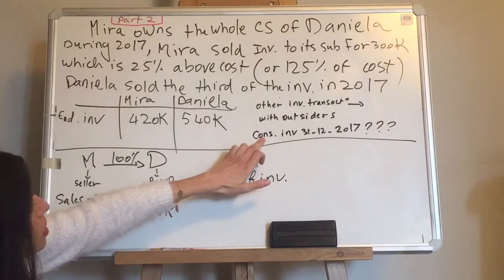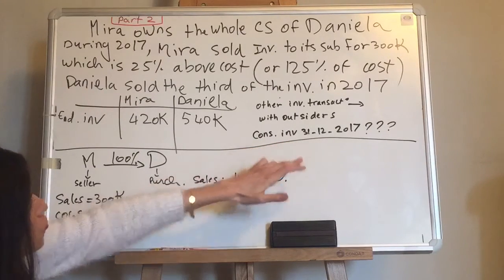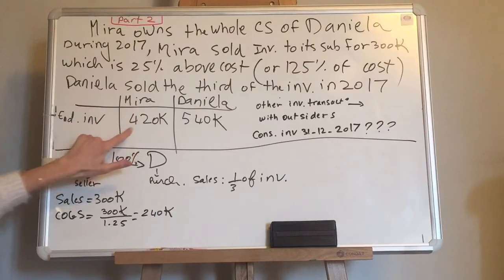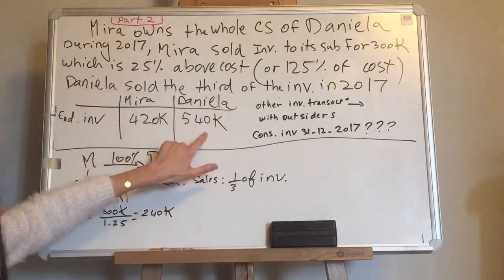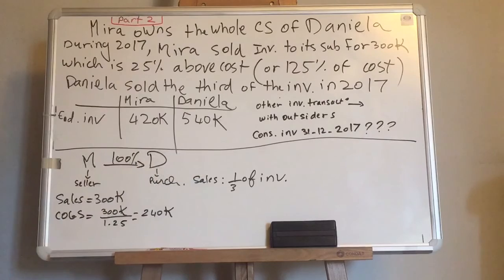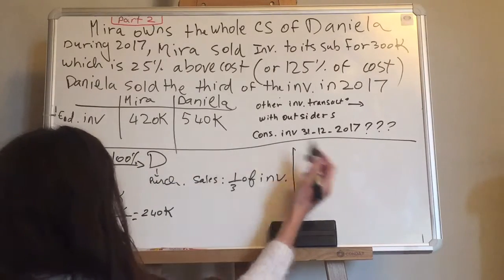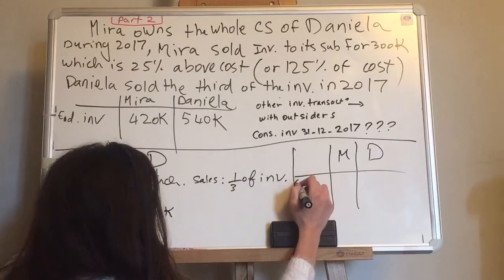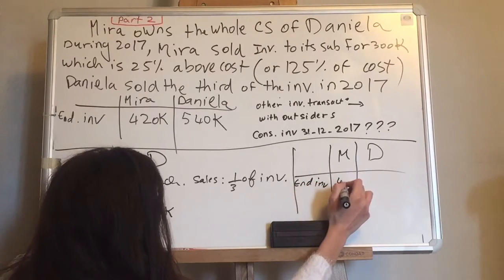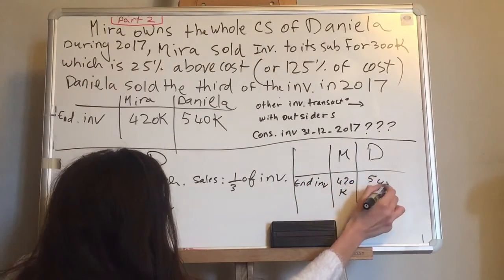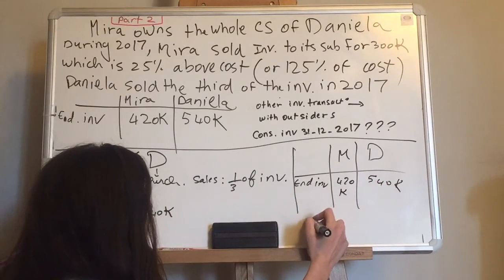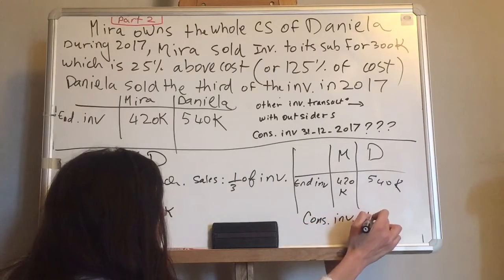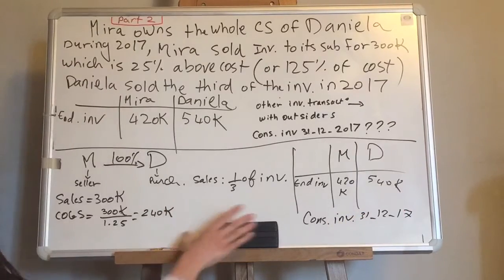Okay, I have to calculate the consolidated inventory at year end, 31/12/2017. I have to take this into consideration. Mira, the parent, has 420K as ending inventory, and Daniela, the sub, has an ending inventory equal to 540K. I have to calculate the consolidated ending inventory at year end.